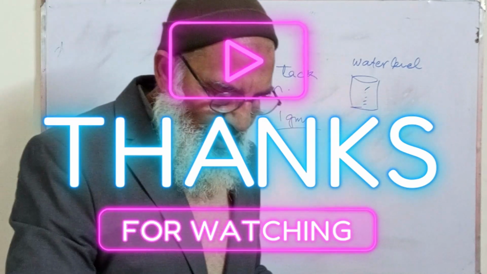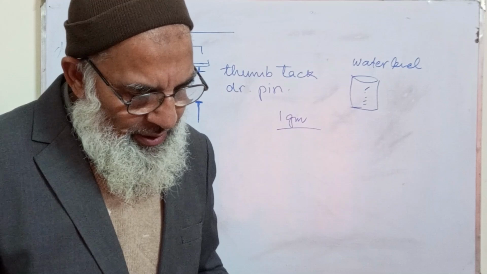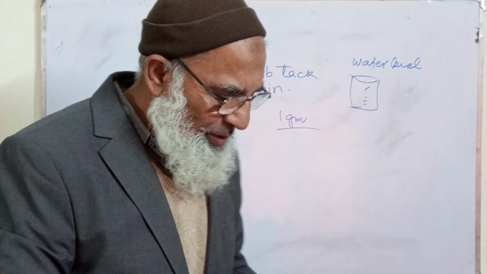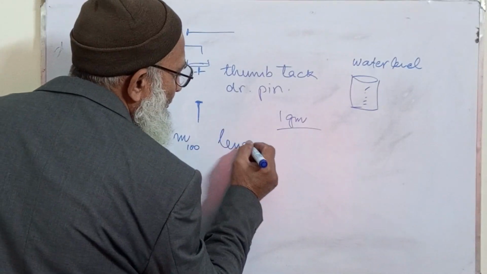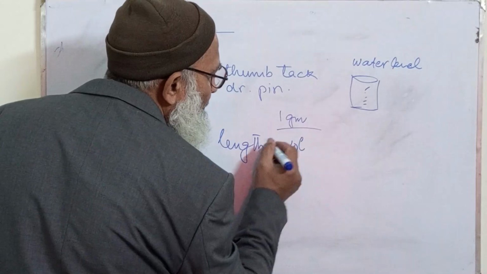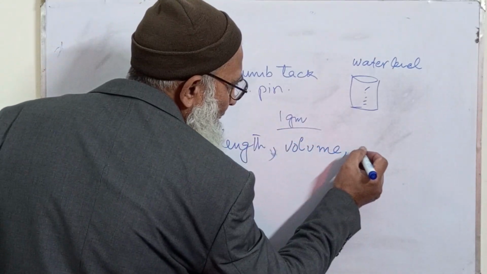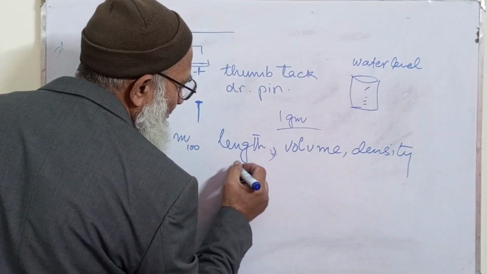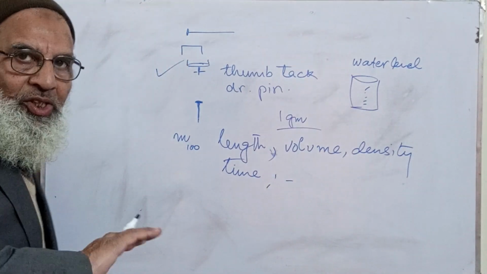Now, my dear students, this was the end of chapter number 1. In chapter number 1, what we learned is length, volume, and density, and lastly we measured time. So time is finished.